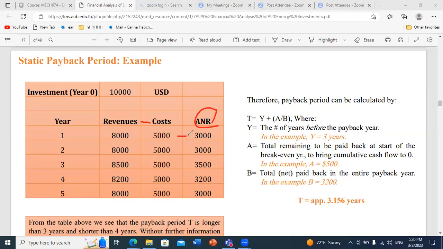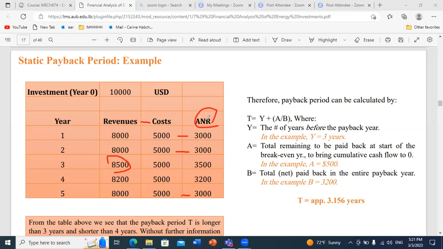So we have 3,000 for the first year, 3,000 for the second year. In the third year, we have larger revenues, so 8,500 minus 5,000 is 3,500. In year 4, we have savings of 3,200, and in the final year, we have 8,000 minus 5,000, 3,000. So in such cases, we cannot apply the simplified formula, the static payback period being the investment over A and R, because the annual net revenue is not constant.